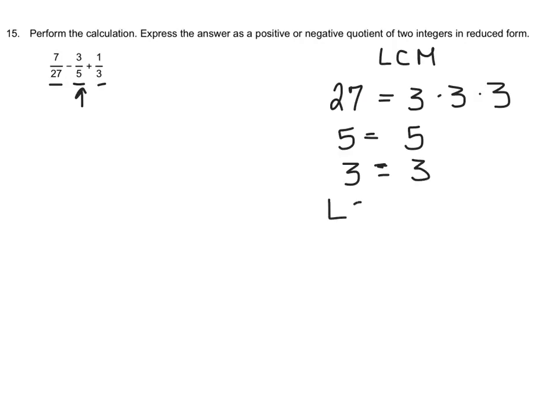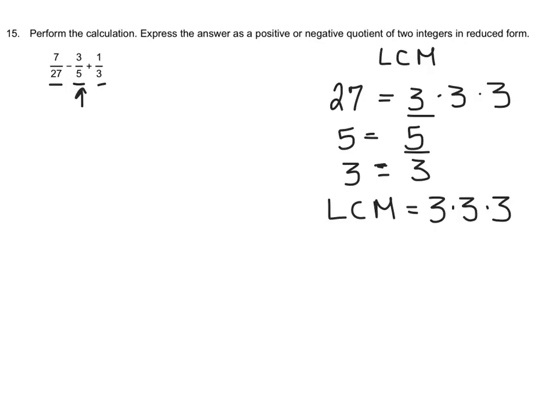Now the LCM is found by taking each factor the greatest number of times in all three numbers. So first I'll look at 27, and we have a factor of 3. So 3 appears 3 times in 27, and it appears 0 times in 5 and 1 time in 3. So the greatest number of times that 3 occurs in any of those numbers is 3 times. So I'm going to write down 3 times.